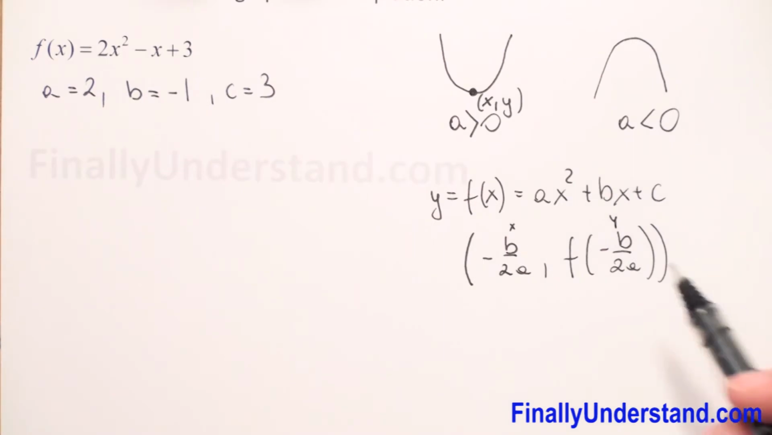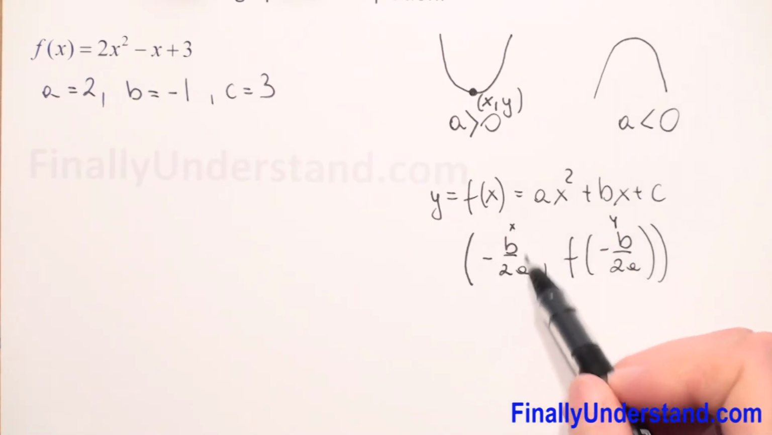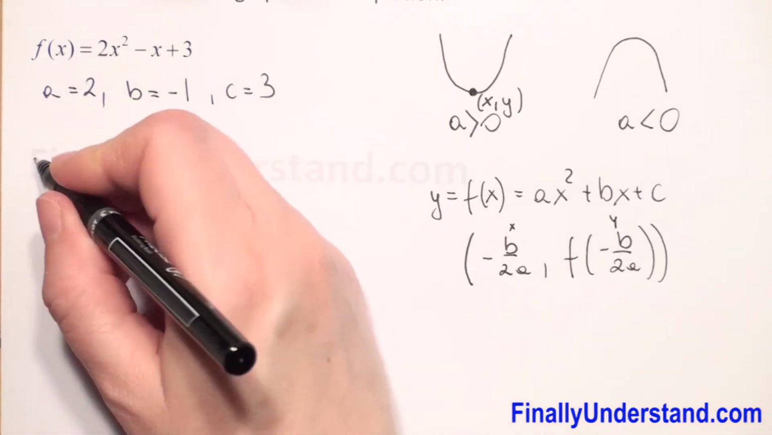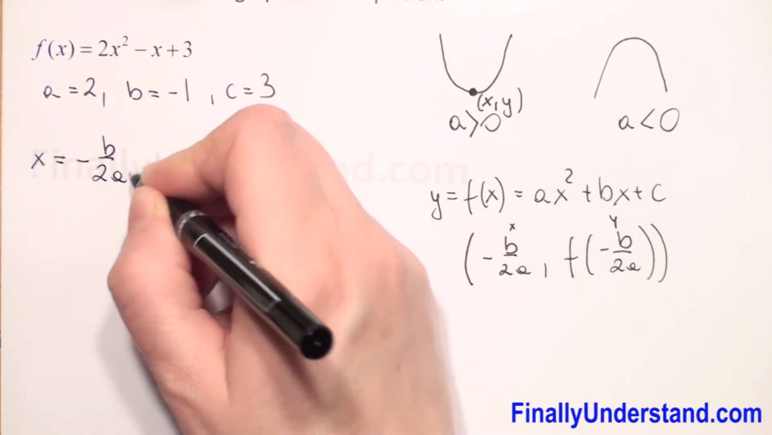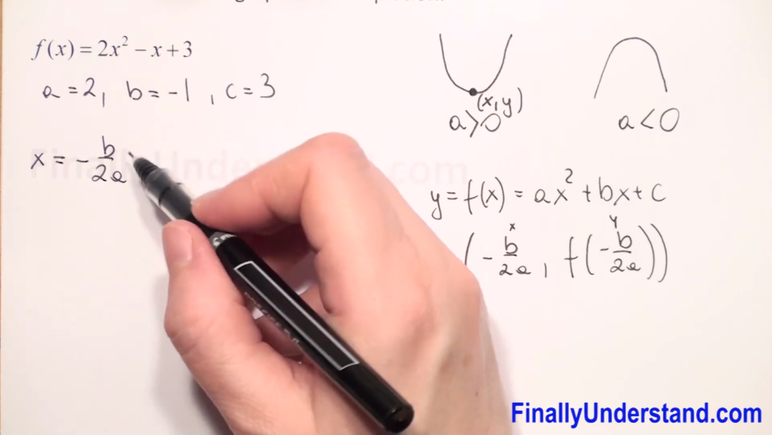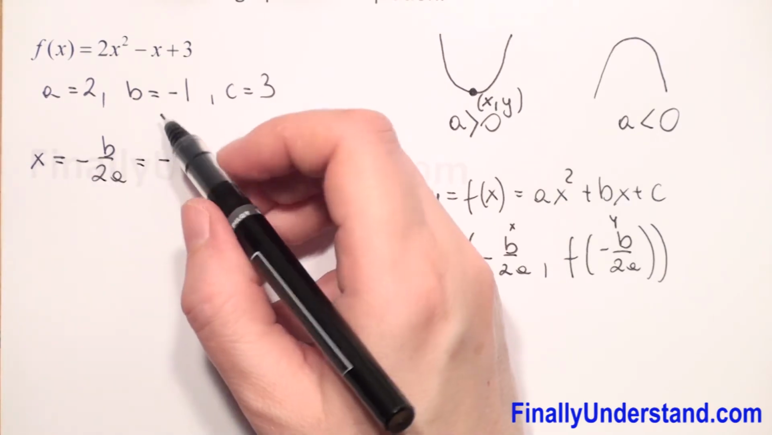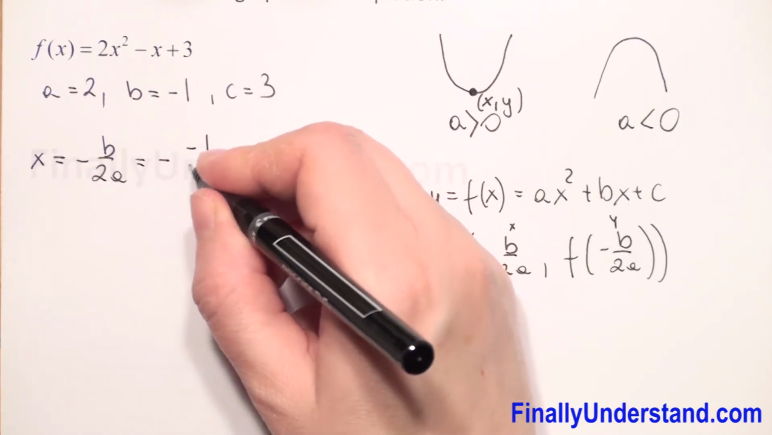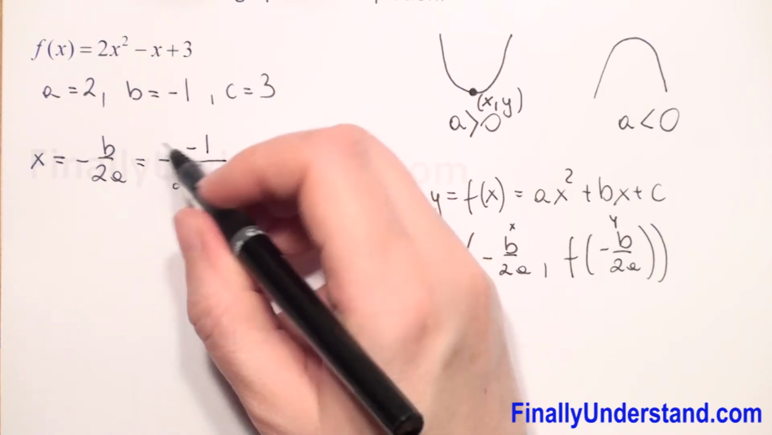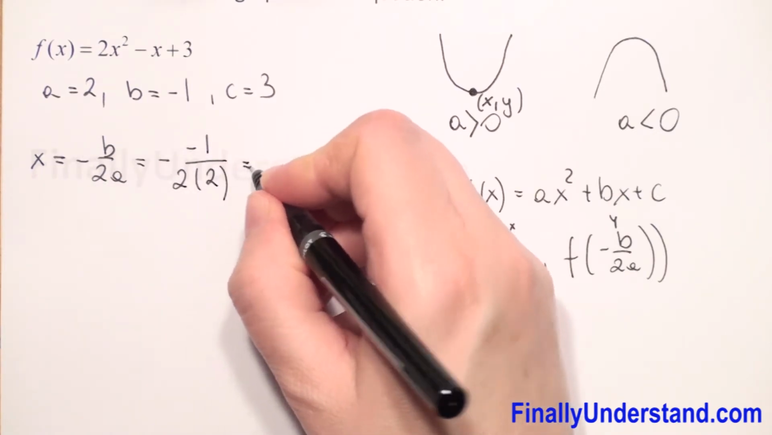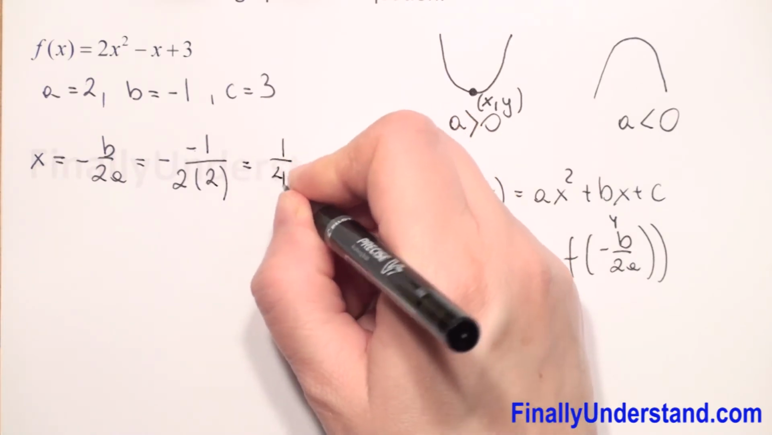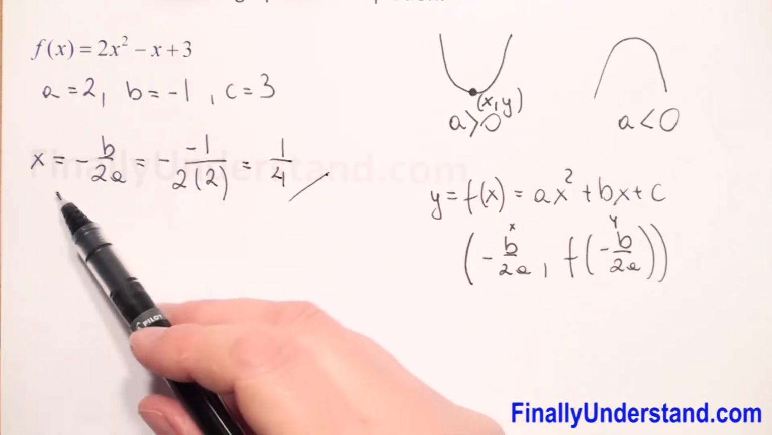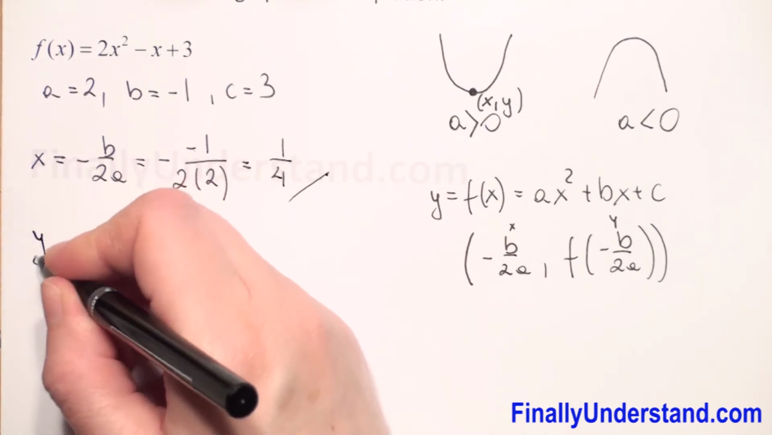So now we need to first find the x coordinate. X is negative b over 2a. So we need to substitute, negative sign we copy. B is negative 1, over 2 times 2. So this is equal, negative and negative give me positive, and we have 1 over 4. We have x, so now we have to find the y.